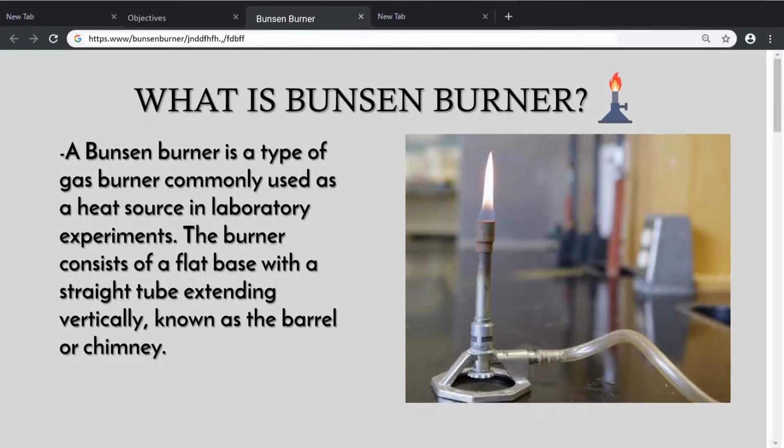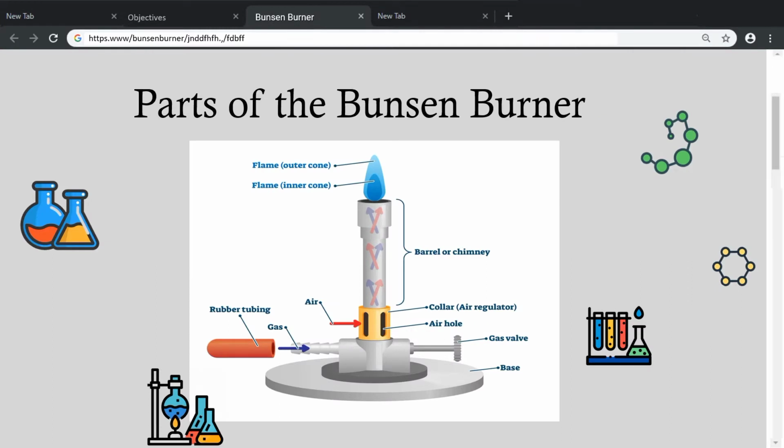What is a Bunsen burner? A Bunsen burner is a type of gas burner commonly used as a heat source in laboratory experiments. The burner consists of a flat base with a straight tube extended vertically, known as a barrel or chimney. There are different parts of the Bunsen burner.